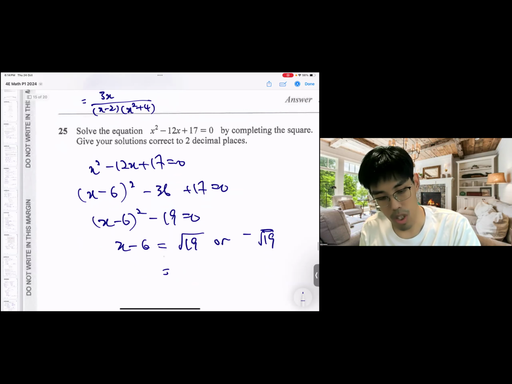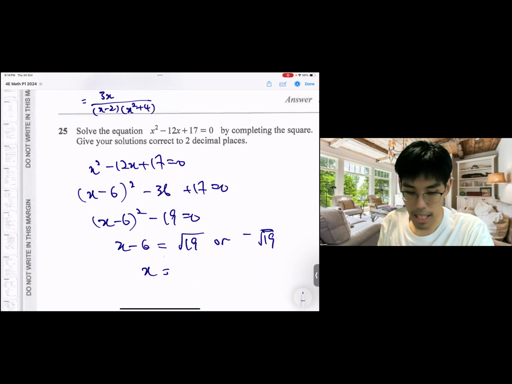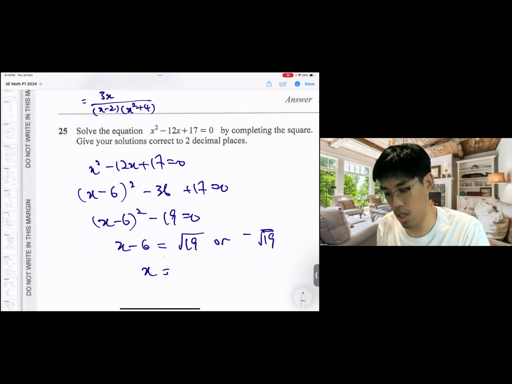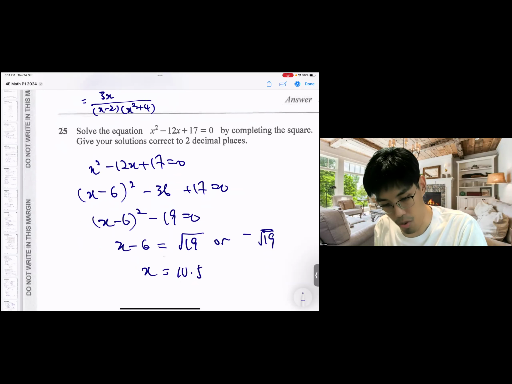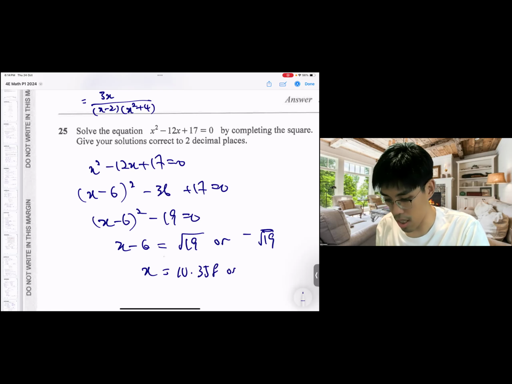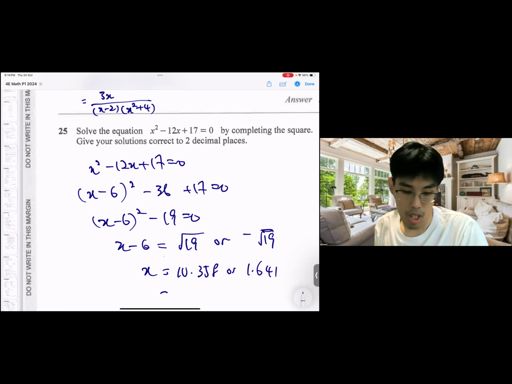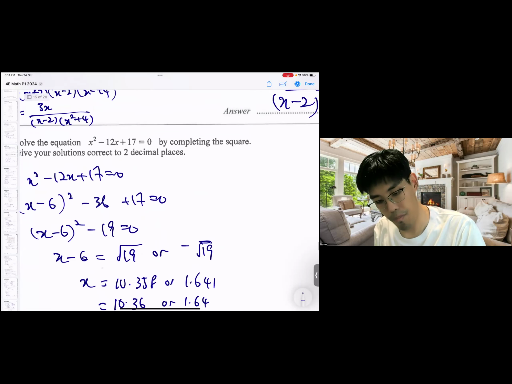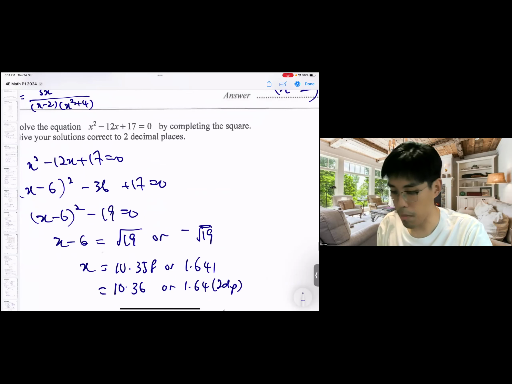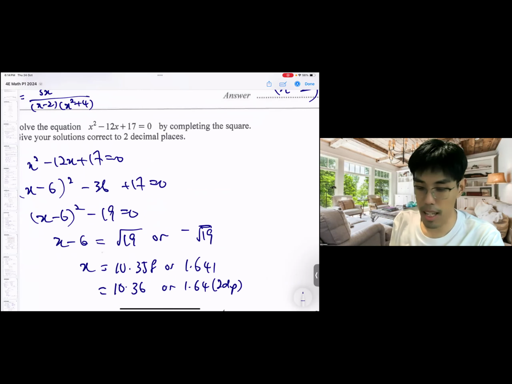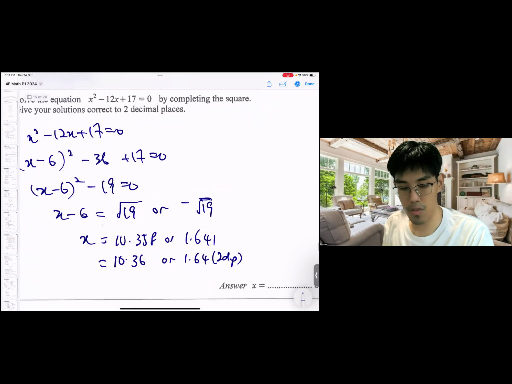Okay, so x equals to square root 19 plus 6, 10.358, or negative square root 19 plus 6, 1.641. So 2 decimal places, 1.64. Can double check, no problem. 10.358, 1.64. Sweet. Okay.